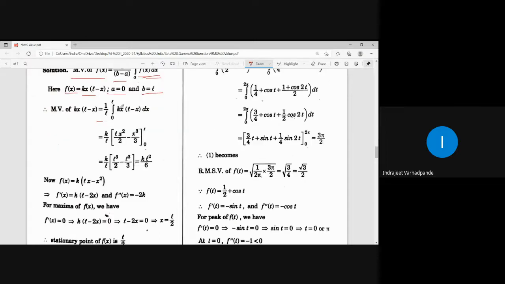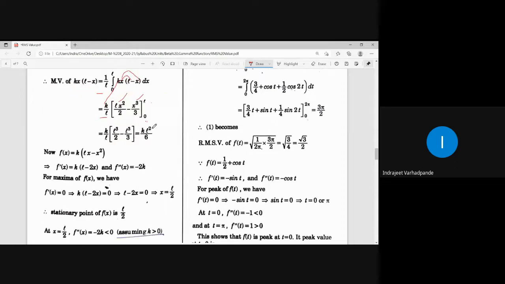So opening the bracket, keeping k divided by L outside, x into L is Lx, x into x is x square. Integration of Lx is L into x square by 2 minus x cube by 3 between the limits 0 to L. After simplification, by putting down the limits, you get the value KL square by 6. So accordingly, I am able to find out the mean value of the given function for the given range as KL square by 6.